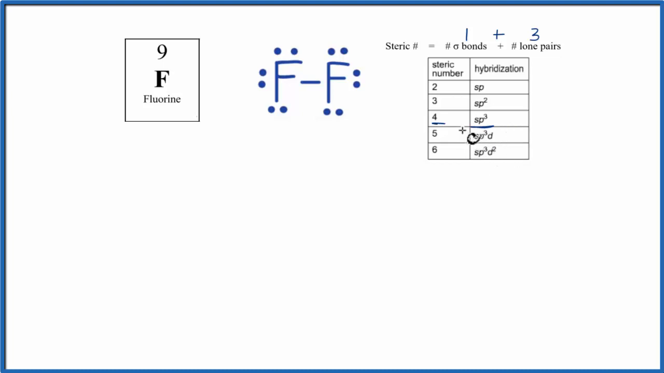If we looked at the shape of this molecule, we only have 2 atoms, so it's going to be linear with a bond angle of 180 degrees, and we don't really need hybridization to explain it for this molecule. So let's see why we have sp3 hybridization and what that looks like.